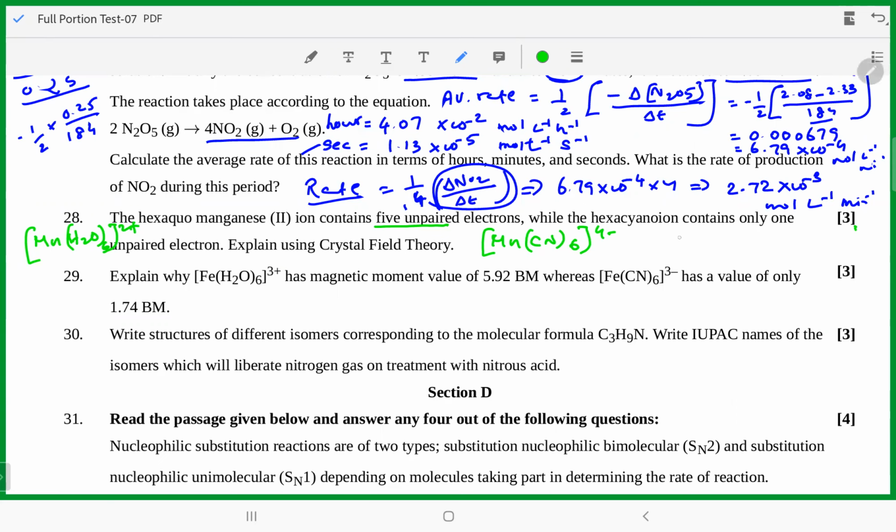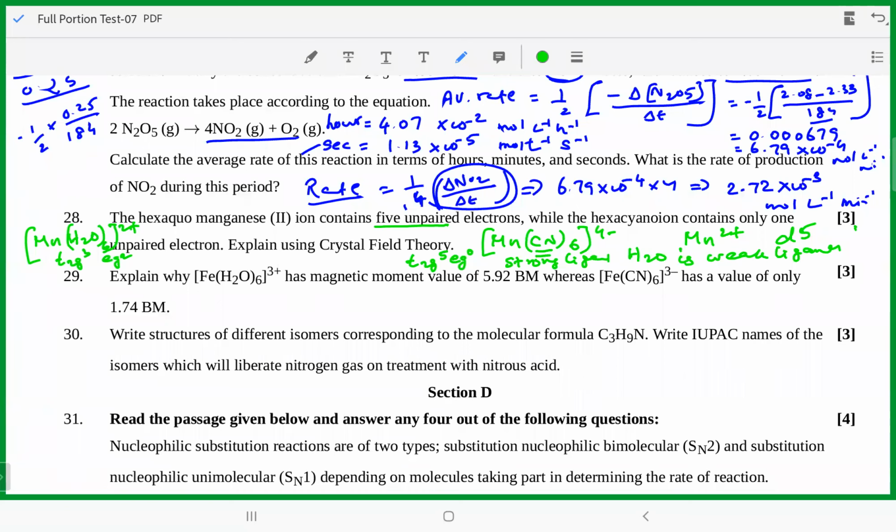In both cases, manganese will become Mn2+. So Mn2+ means you have a d5 electronic configuration, correct? Yes, d5. But water is a weak ligand. H2O is a weak ligand, so it will be t2g3 eg2, the electronic configuration. Whereas cyanide is a strong ligand, it has t2g5 eg0. So all the electrons get paired up.